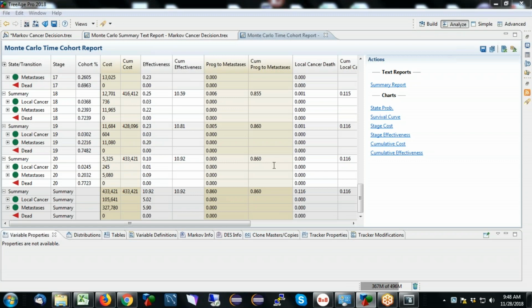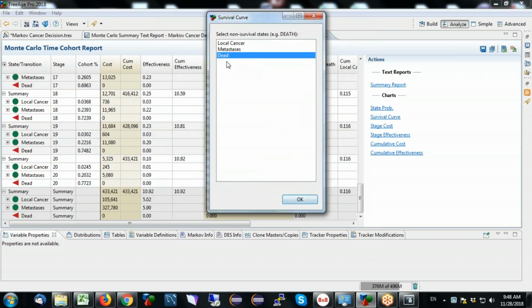Hi, Louise. Would you show the survival curve? Certainly. It's right here. Survival curve. And this is available regardless of whether we ran it from a cohort analysis or from patient simulation. And here it identifies the dead state. It just assumes the dead one's at the bottom. If you put your dead state somewhere else, you'd select it.